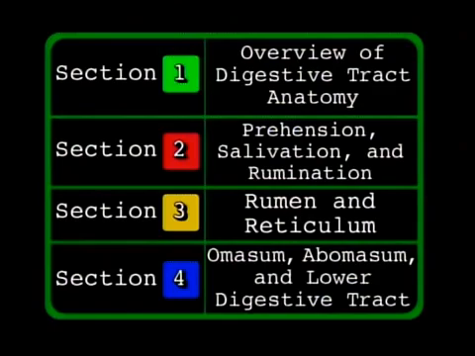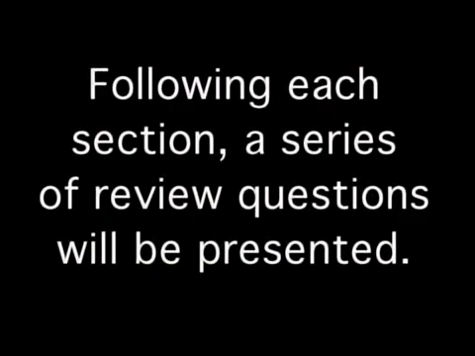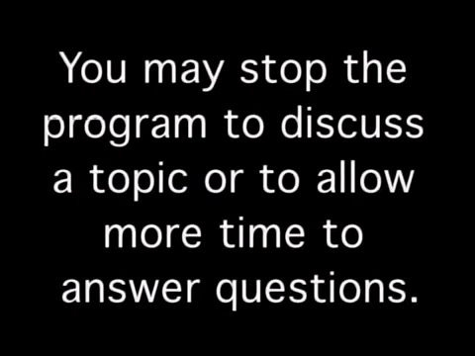In this program, we're going to take an in-depth look into the digestive systems of ruminants. An overview of the ruminant digestive tract anatomy, prehension, salivation, and rumination, the rumen and the reticulum, the omasum, abomasum, and lower digestive tract. Following each section, a series of review questions will be presented. Answers are provided in the teacher's key.